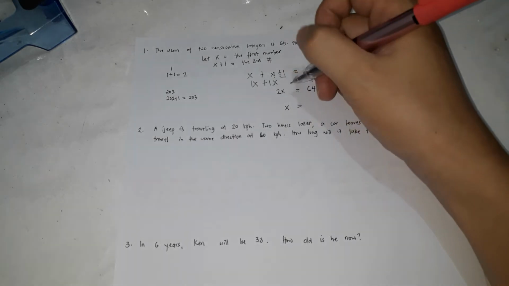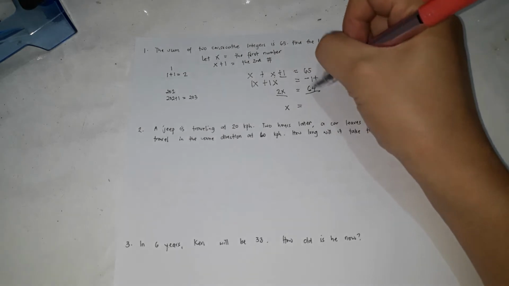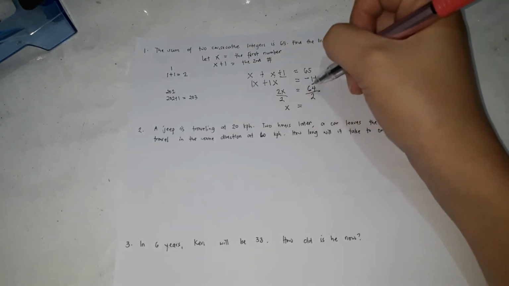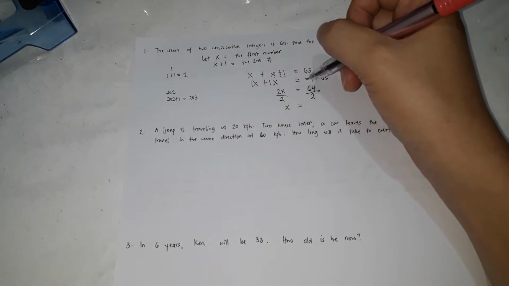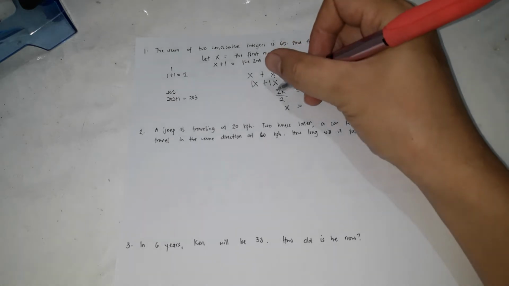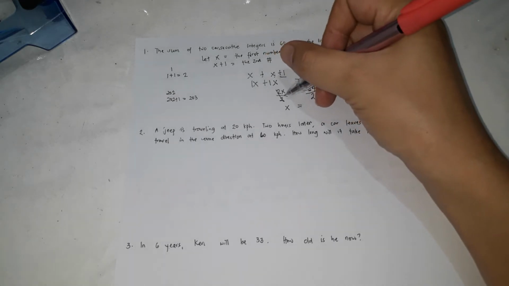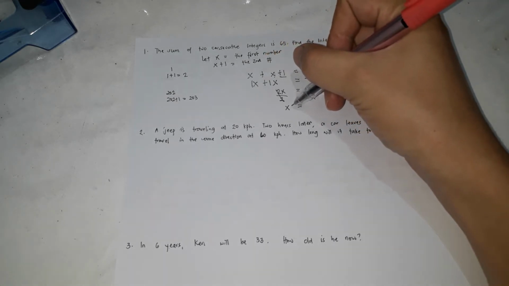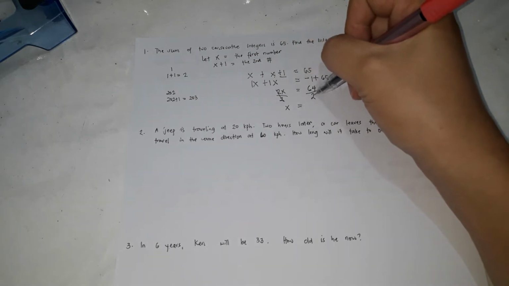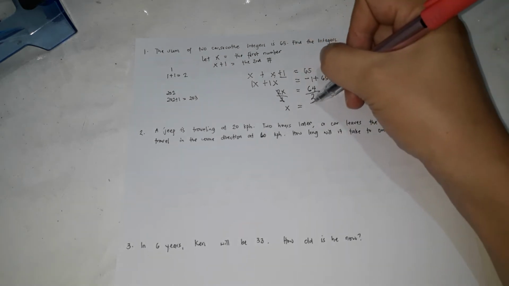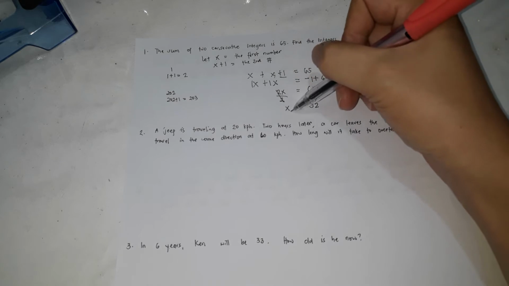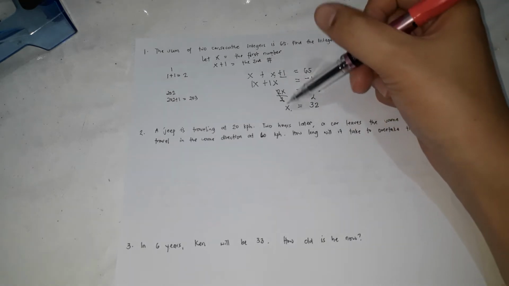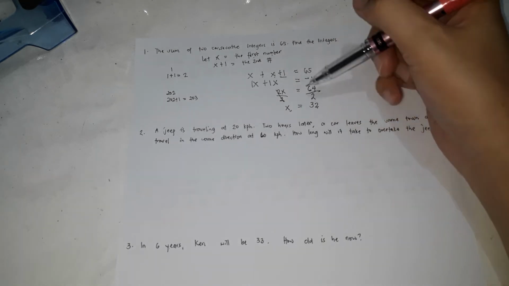Kailangan x ang matira dito. So anong gagawin natin sa 2? Divide both sides by 2, which is from the multiplication property of equality. So ang mangyari dito, cancel si 2, matira na lang si x, and then equal to 64 divided by 2, it's 32. So x, we know that x is the first number. So ang first number is si 32.